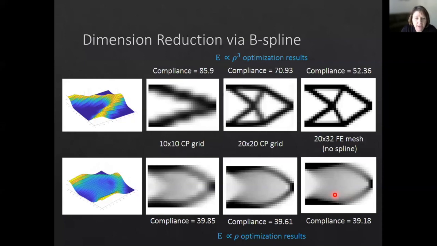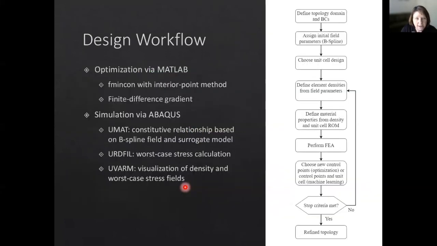And in this case, you can see that with a 20 by 20 grid of control points for our B-spline, how well we do and how the compliance matches what we do with the full mesh. And then how well we can do with the 10 by 10 grid of control points, which is about a 6 times reduction in the number of design variables in this case. So it's a pretty promising approach.